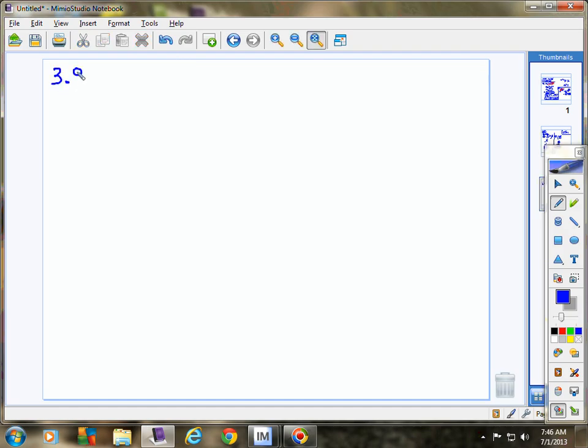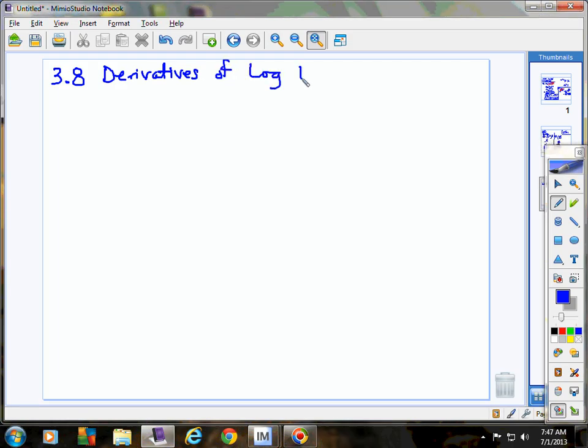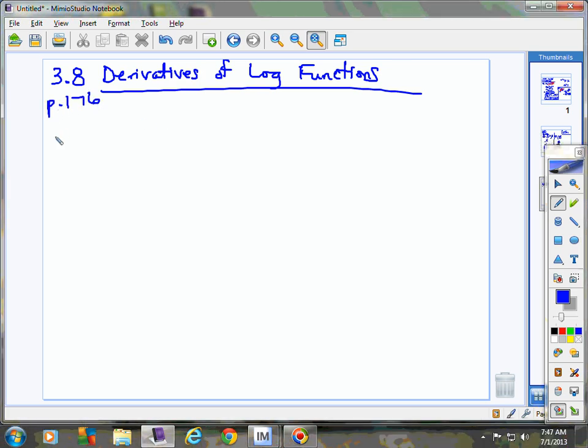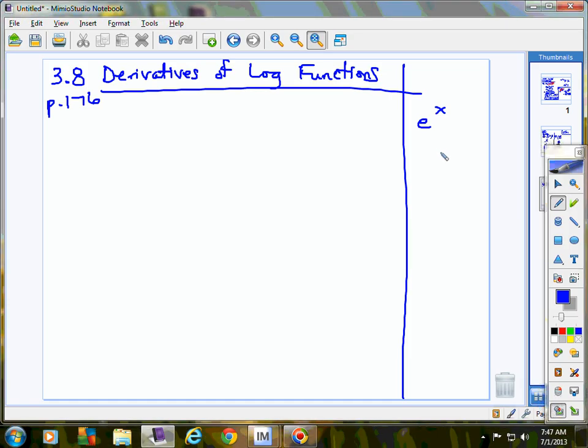3.8. Derivatives of logarithmic functions, page 176. If we made a list of all the different types of functions we know how to find the derivative of so far, we would have e's on our list. But e's aren't logs, are they? Like that problem on the board I just worked, number 15, it had an e to the 2x, so we knew how to find its derivative.